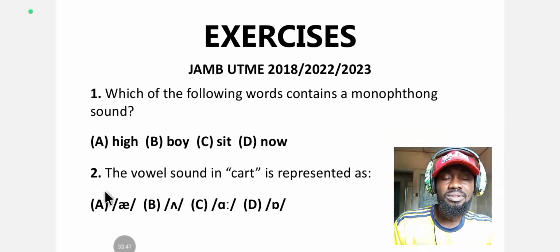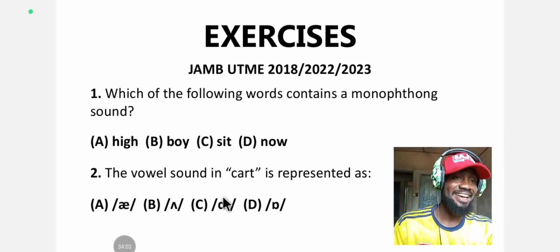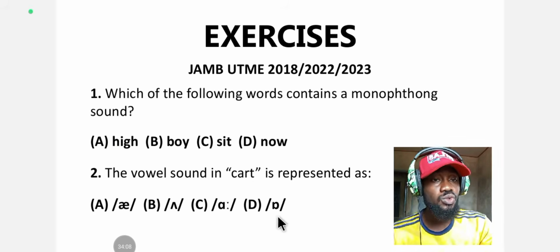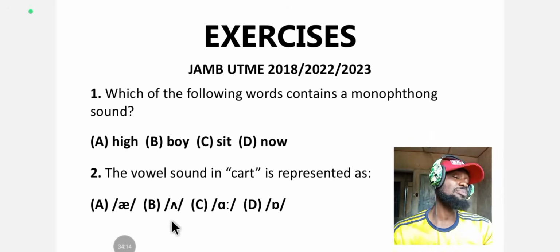Monophthong. Number 2. The vowel sound in CART, this word, is represented as you can see. I told you that JAMB can set those symbols for you and ask you to pick from the symbol. So you have to know. It's very common in JAMB and WAEC. So you have to know how to interpret the symbol, just like I taught you.